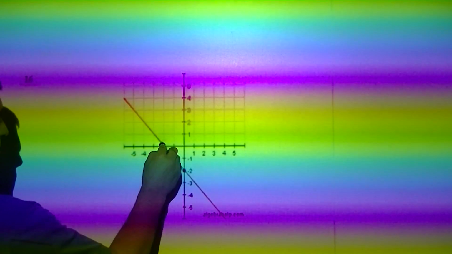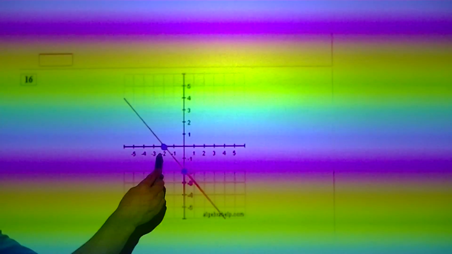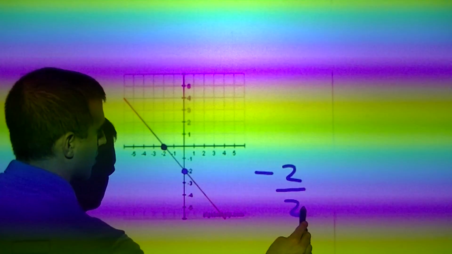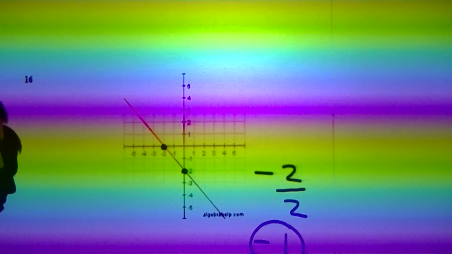This one I'd start at this point. I'm going to go down 1, 2, over 1, 2. So I went down, so I'm using negative. Negative 2 divided by 2 is negative 1.